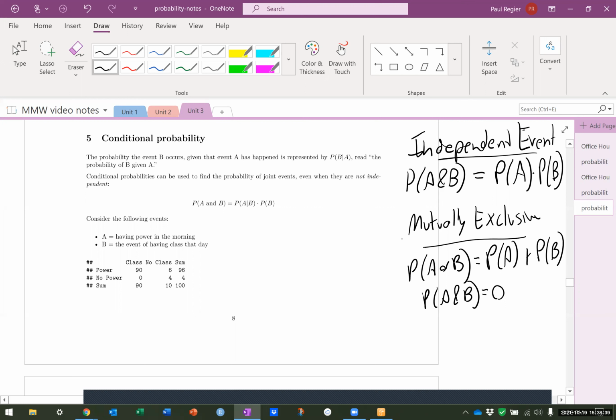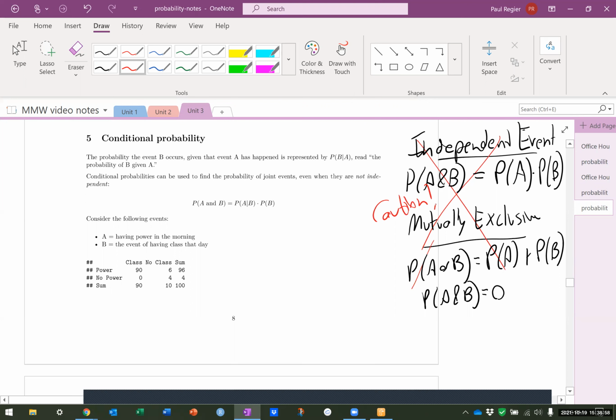In this video, we're talking about conditional probabilities, events where they are not independent. They may impact each other. And so we have to have caution. These rules here don't apply anymore. We have to have caution. Many events actually are related.